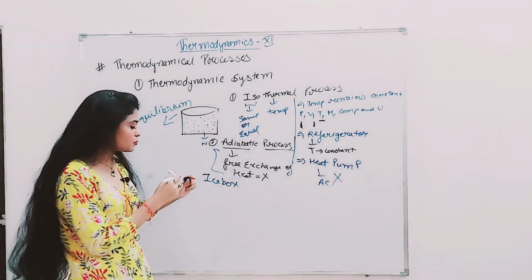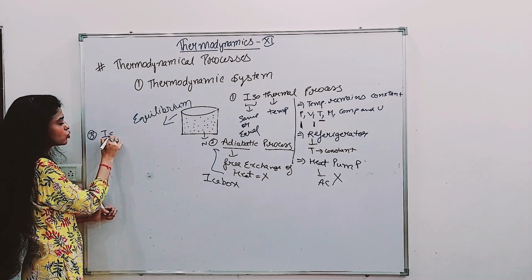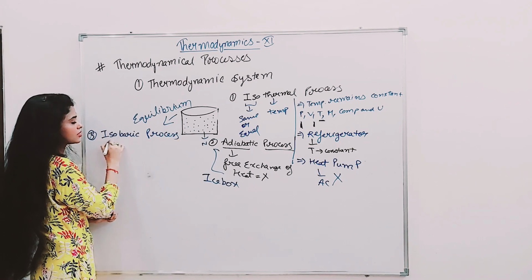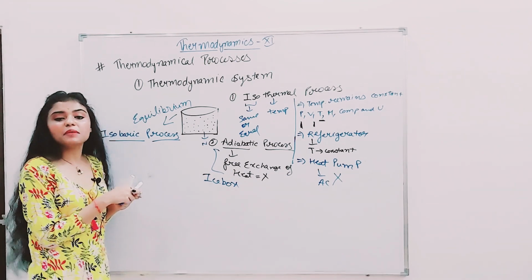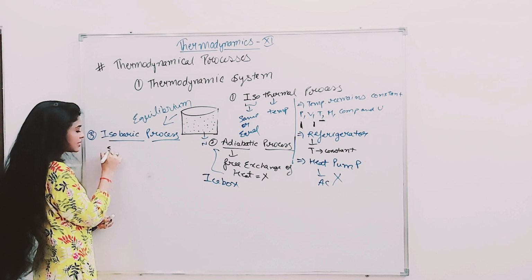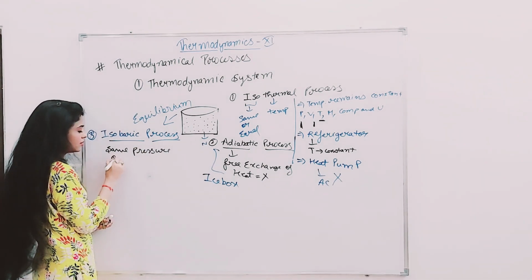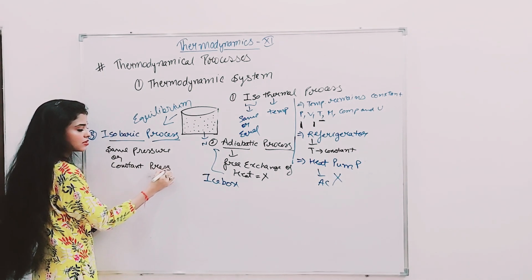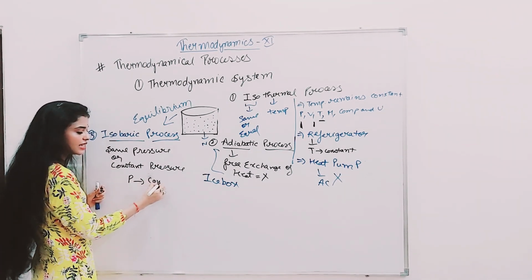Okay, so the third process is the isobaric process. What is the isobaric process? Again, iso means same and baric is all about pressure. So isobaric means same pressure or constant pressure. That means pressure remains constant in this process.